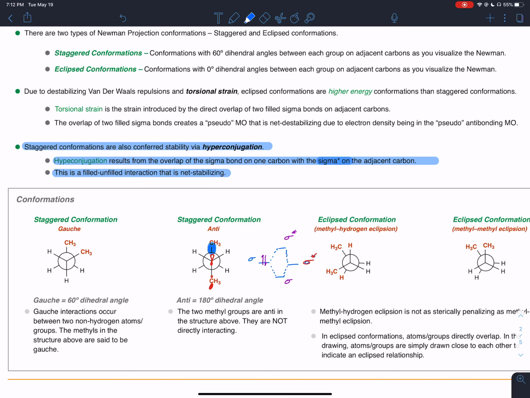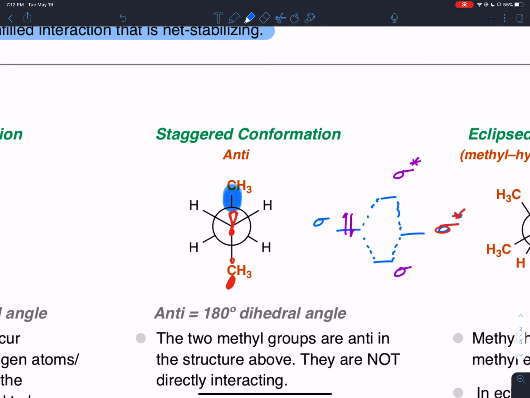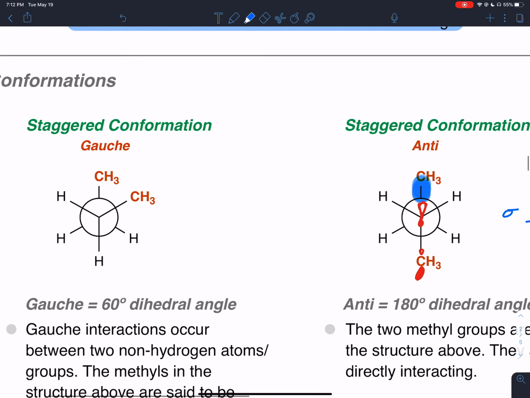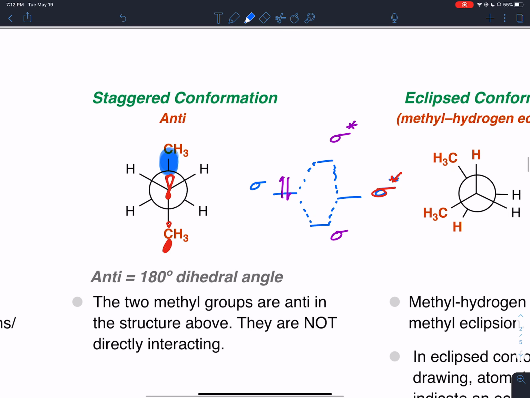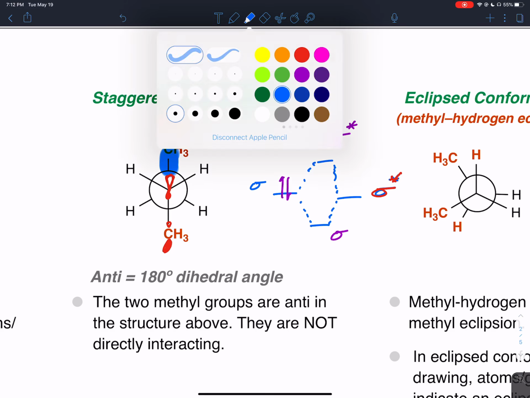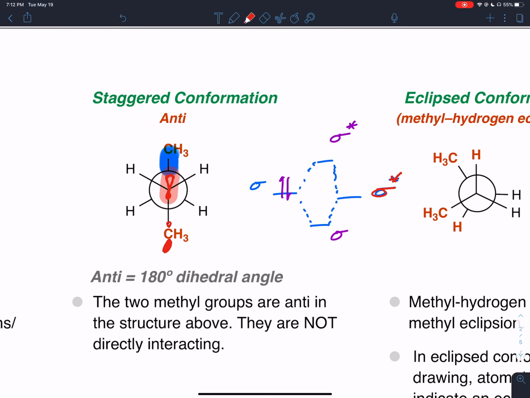So check this out. We're going to look at this in the staggered anti-conformation of this compound, but note that this can also occur when those groups are not anti. So it occurs anytime there is a staggered conformation. We are going to say in blue here that is sigma bond density from that carbon-carbon bond, and we are going to look at then the anti-bonding orbital of this carbon-carbon bond. So in red we have the anti-bonding orbital, in blue we have the filled sigma.